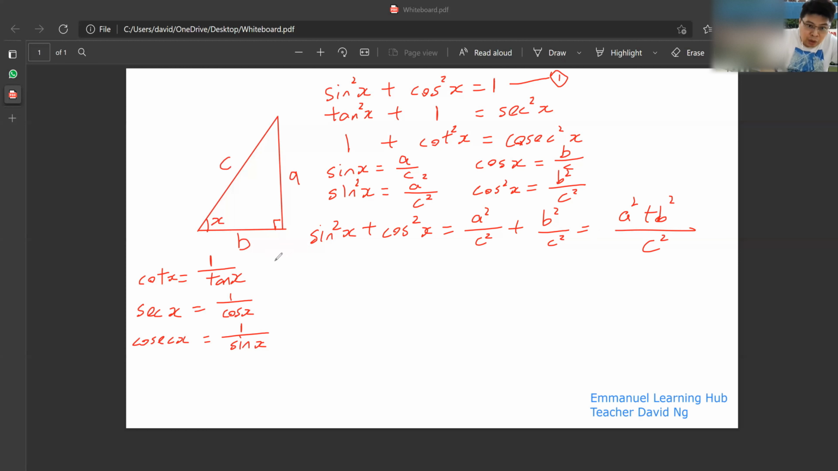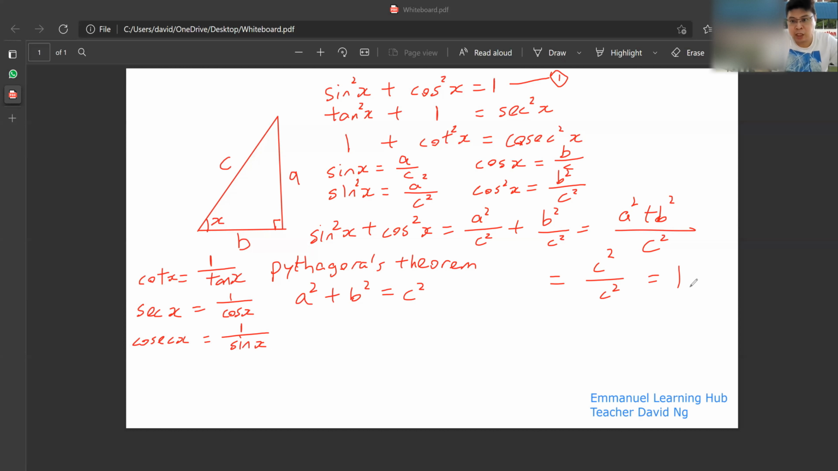And you learn your Pythagoras theorem. Your Pythagoras theorem, you learned that in Sec 2. Your A square plus B square is your C square. Therefore, my A square plus B square will be equal to C square. Hence, sine square x plus cosine square x is equal to 1, as proven. That's equation 1. That's proven to you. Any question? No. Okay.